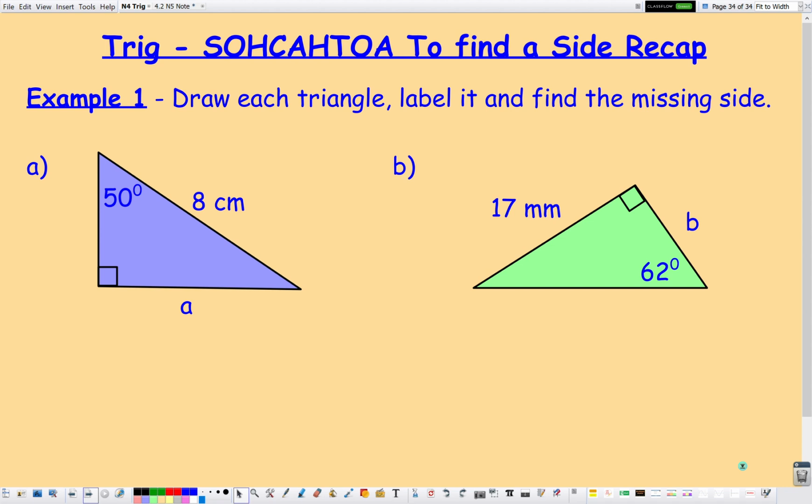Now remember, we need to draw them out first. That's our first step always. Then we are going to label them opposite, adjacent, hypotenuse, and then we're using our SOHCAHTOA to find the missing side. So can you take a wee minute just to draw both of these out just now, please?